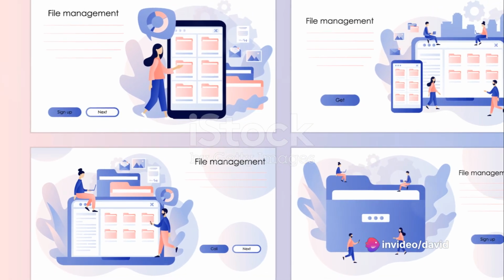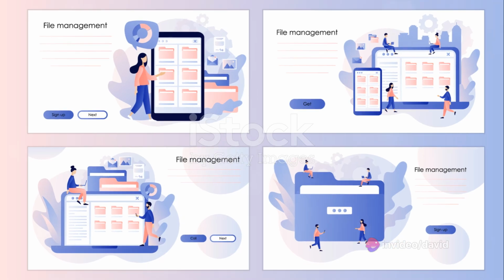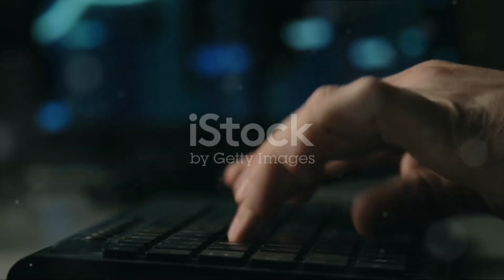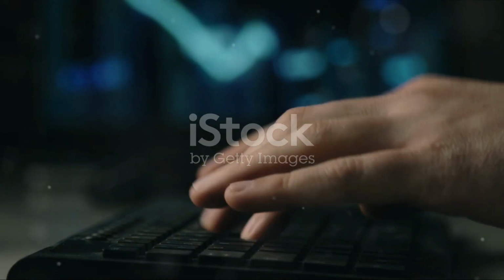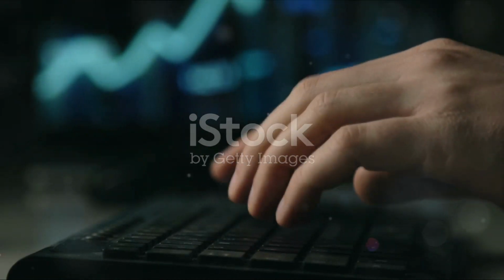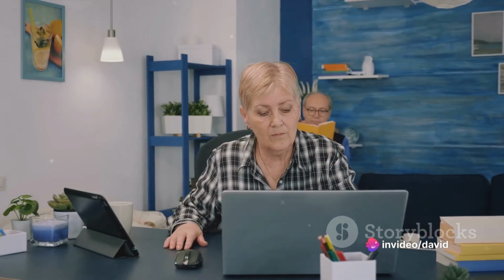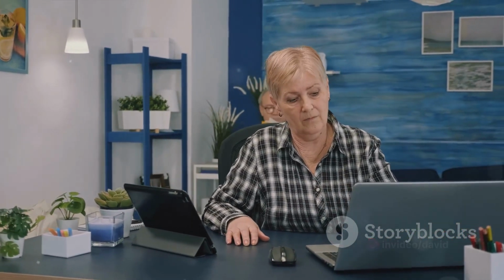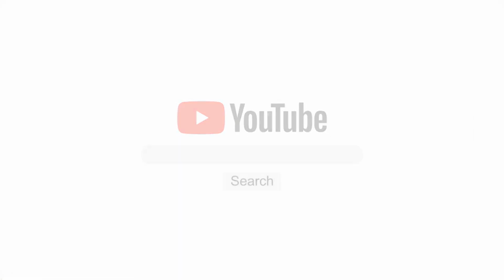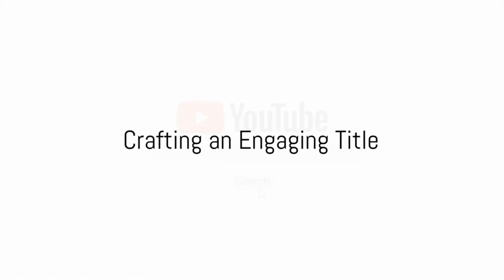Metadata, in its simplest form, is data about data. On YouTube, it refers to the information that helps the platform understand what your video is all about. This understanding is crucial as it determines how and where your video appears in search results, suggested video feeds, and trending lists. So, how do you optimize your YouTube metadata? Let's break it down into 5 key steps.